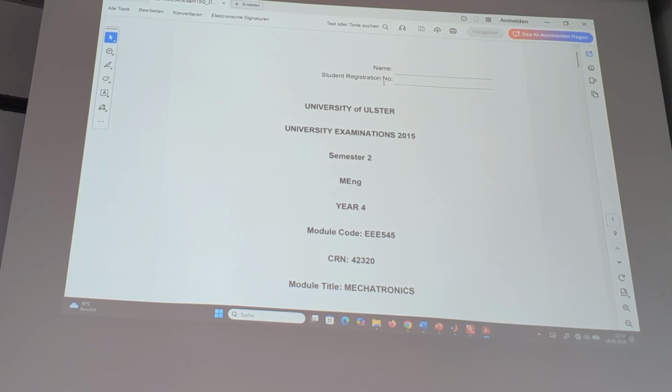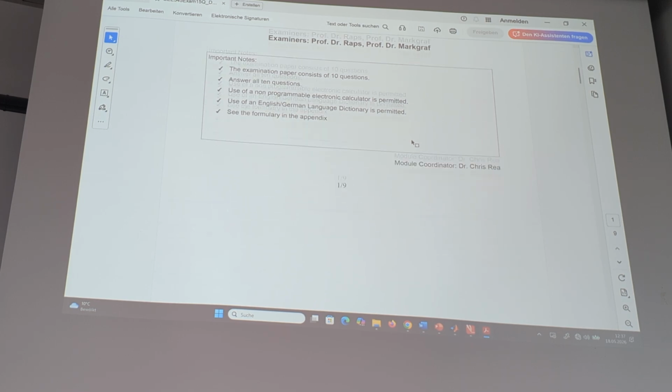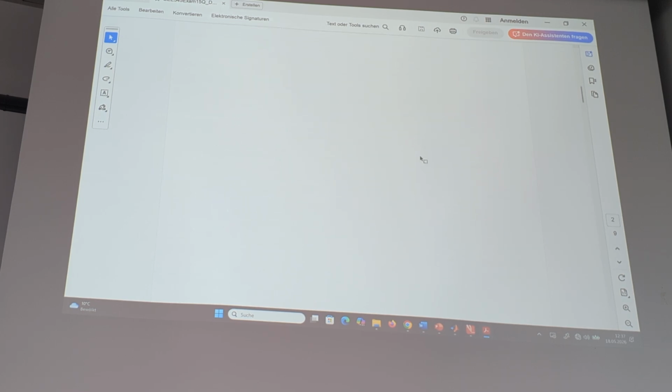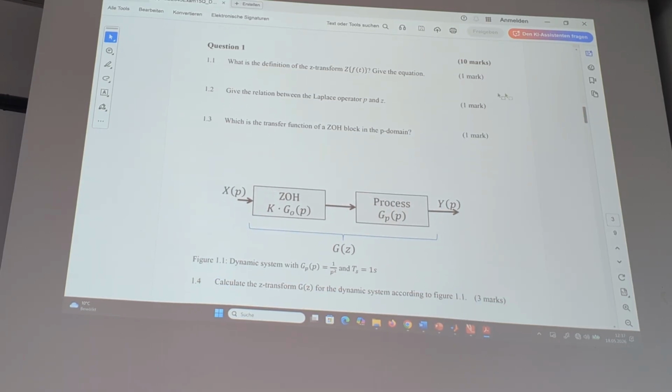It's going to be 6 questions related to the state space control from Professor Kerber, and 4 questions concerning the digital control part. And here I would like to show you the structure of the digital control part. So all the individual chapters are covered.